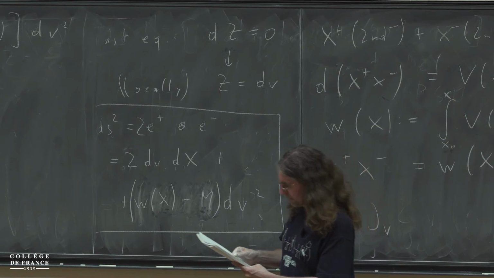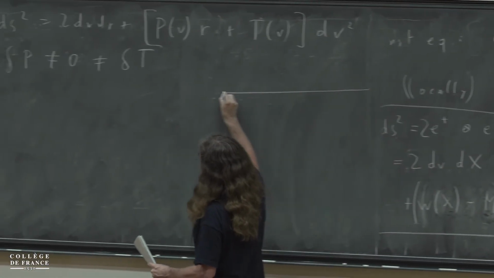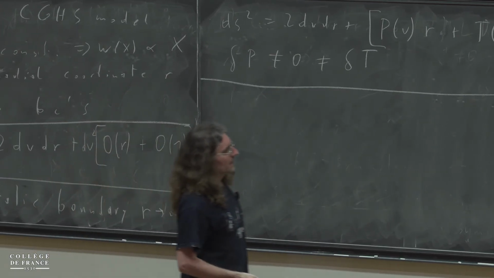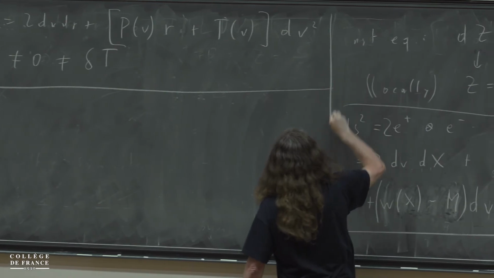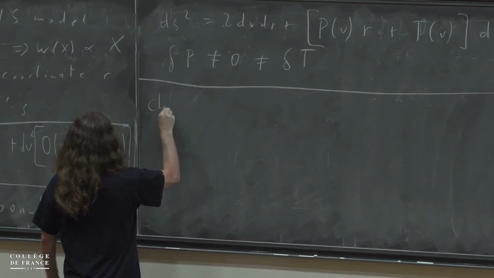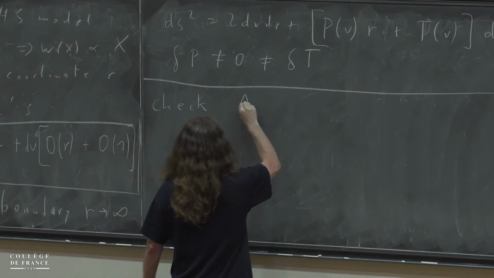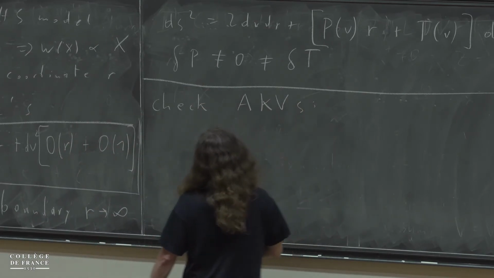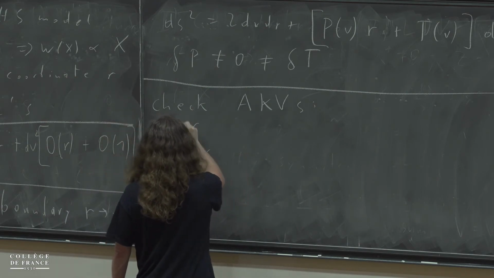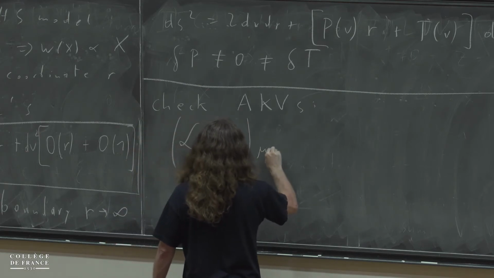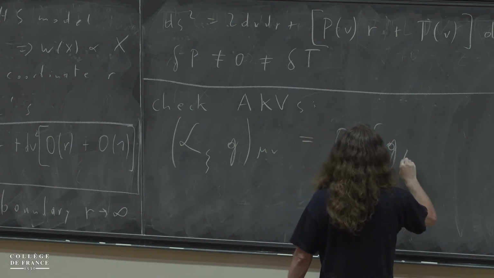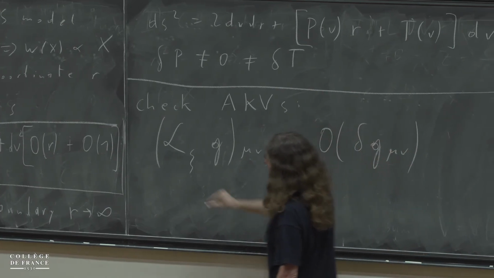Okay? Good. And now once you have boundary conditions available, the rest is more or less straightforward technique. So the first thing you can do is check the asymptotic killing vectors. They're defined as follows. Asymptotic killing vectors are all the vector fields that, when they act on a metric, give either 0 or something that is of the order of the allowed fluctuations of the metric.